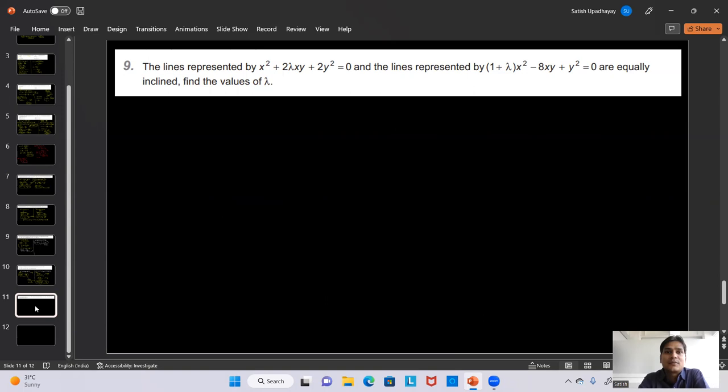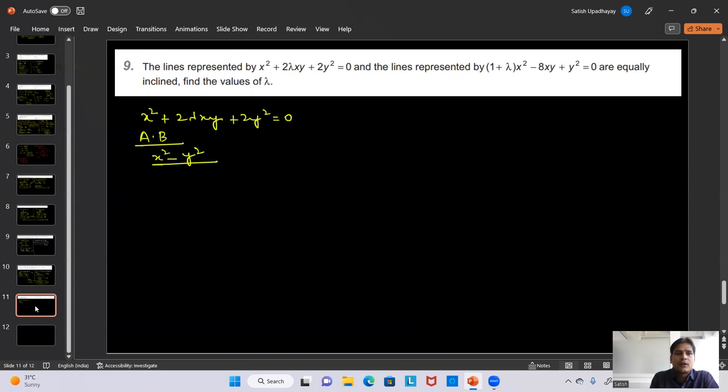Now see, these pair of straight lines are equally inclined, right? So basically the equation of angle bisectors for both these pair of straight lines should be same. This is the concept which we are going to use here. So this is the first, x square plus 2 lambda xy plus 2y square equal to 0. So the equation of angle bisector for this will be x square minus y square upon 1 minus 2, that is minus 1, equal to xy upon h. What is h here? 2h is equal to 2 lambda, so h is lambda here.